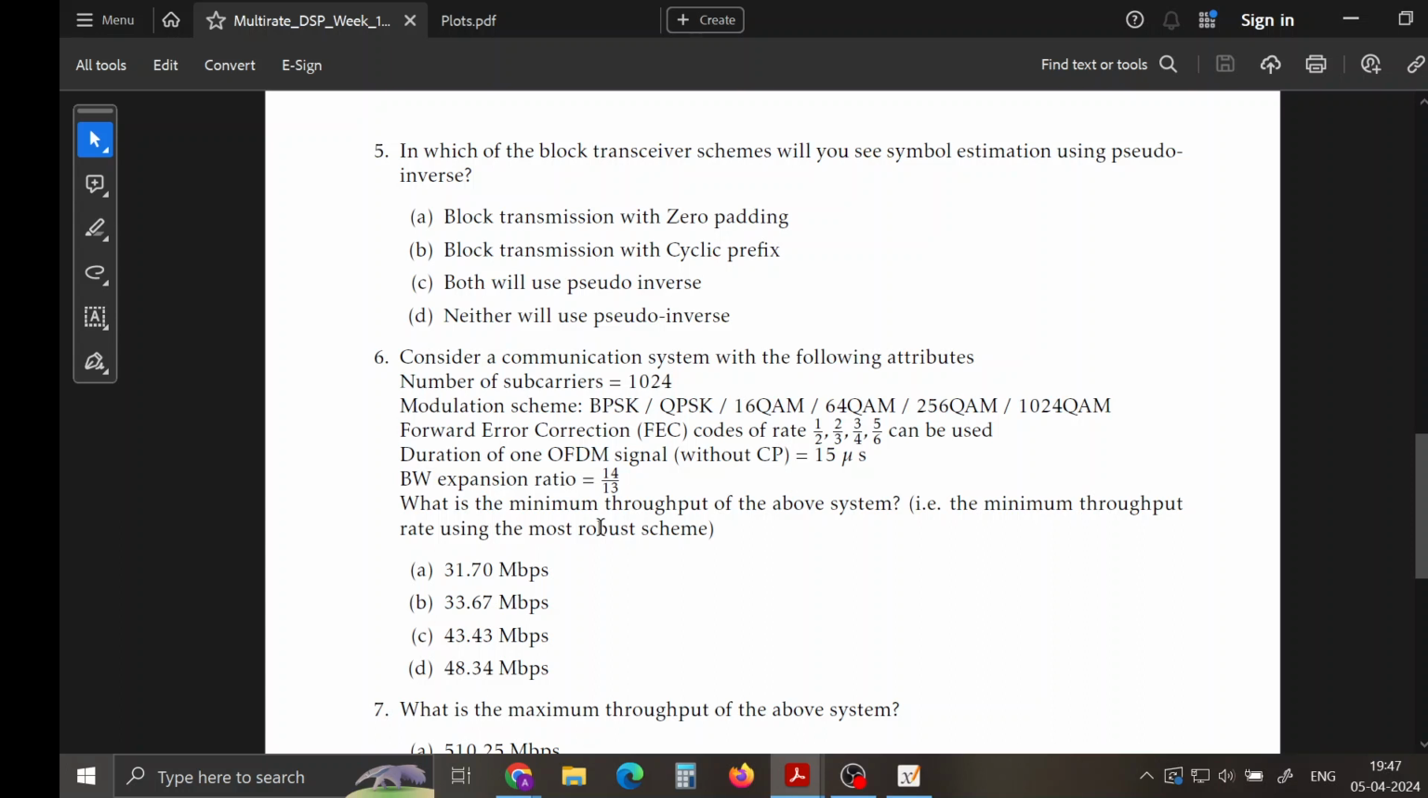Duration of one OFDM symbol without cyclic prefix is 15 microseconds. Okay.